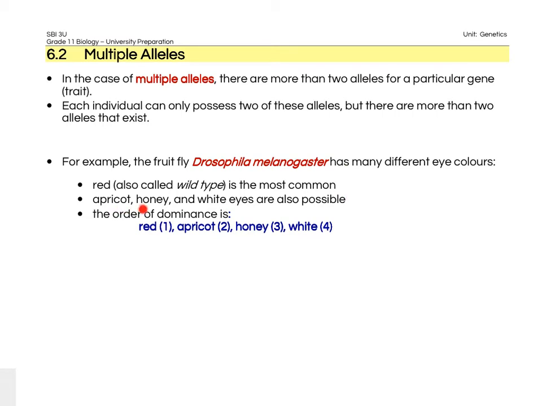We have the apricot, honey, and white eyes that are also possible, as we saw, but there's an order of dominance. In other words, the red eye color allele trumps all the other eye color alleles. Apricot trumps honey and white, and then honey will trump white. So white is sort of what we consider the recessive genotype, if you will, or phenotype.